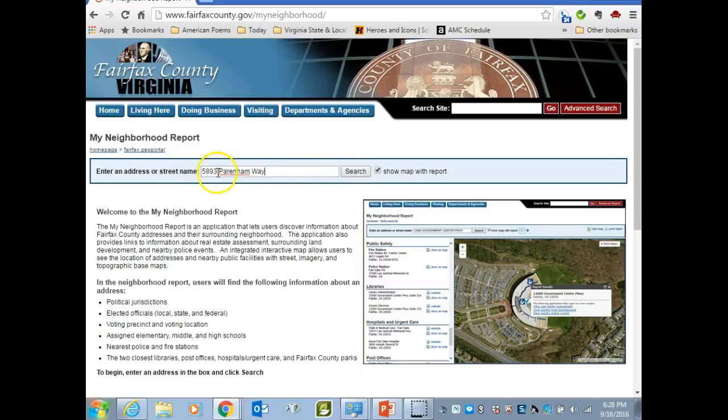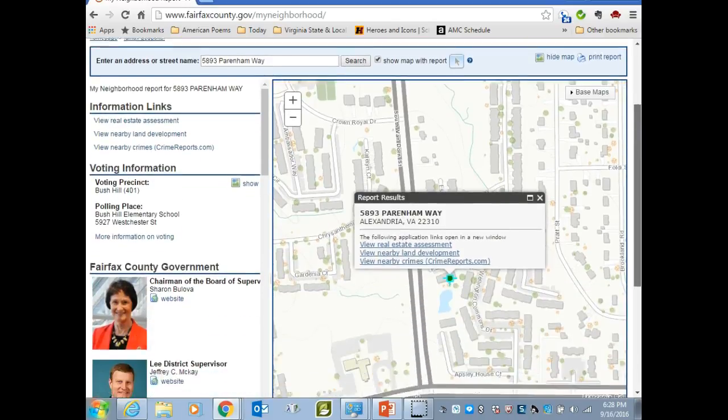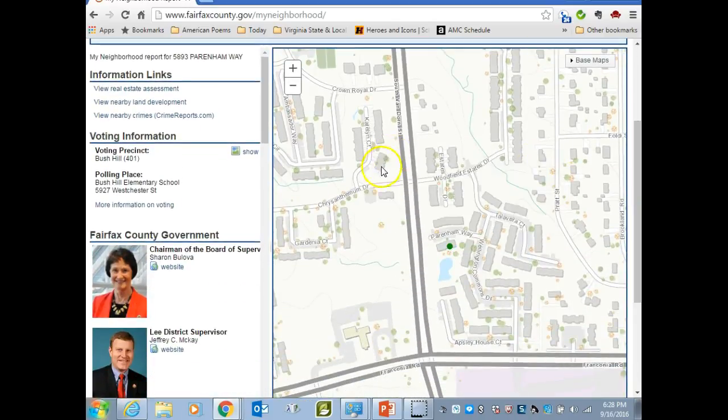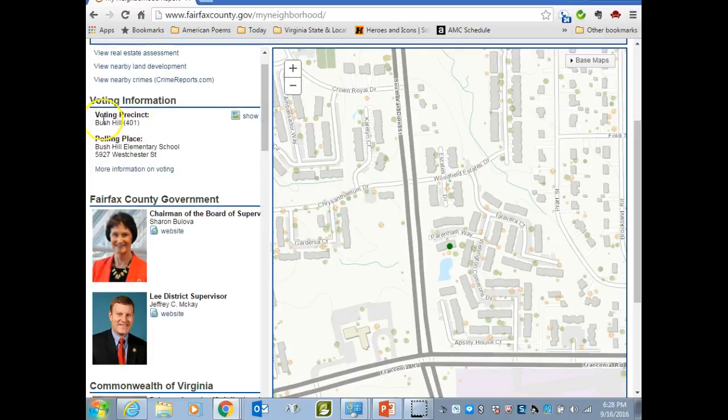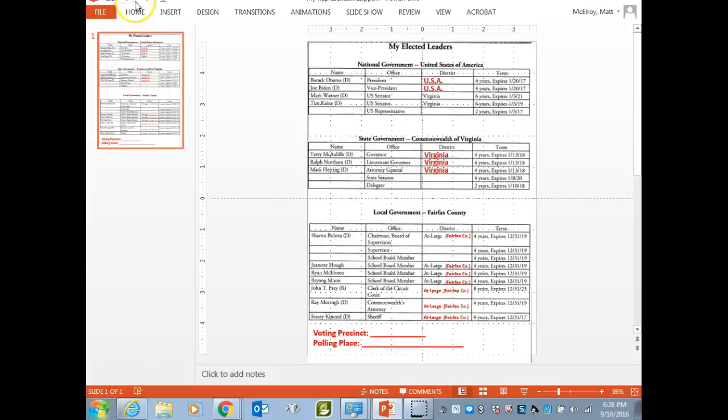But when I type in the street address and hit search, it'll pull up a form, and the form includes a map, which gives you the location of the residence. But on the left-hand side, there's voting information and government information. So the first thing I want you to do is put in your voting precinct and the polling place at the bottom of your elected representatives form. So you would do that right there at the bottom. And so in this case, I put in Bush Hill Elementary School, which is in the Alexandria or Springfield area of Fairfax County.